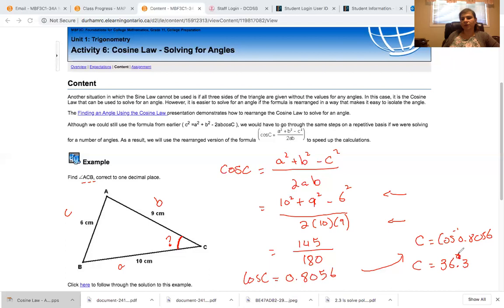I usually ask my students for angles, leave it to the nearest degree and not to the nearest 1 decimal place, because then it's going to become more complicated. But here it's asking you to 1 decimal place, so that's going to be 36.3 degrees. So because I have all 3 sides, I can actually find any of the angles. It doesn't have to be only angle C. So I could have asked you to find angle B, or I could have asked you to find angle A. It doesn't matter. I have all 3 sides. So the formula changes a little bit, but you can find any of the angles.